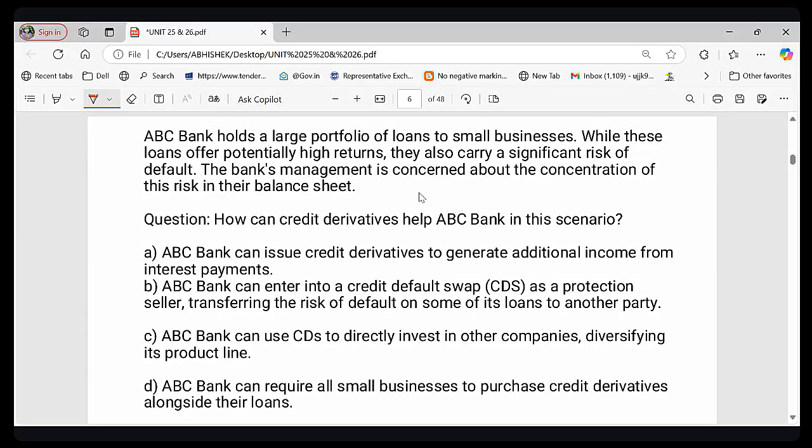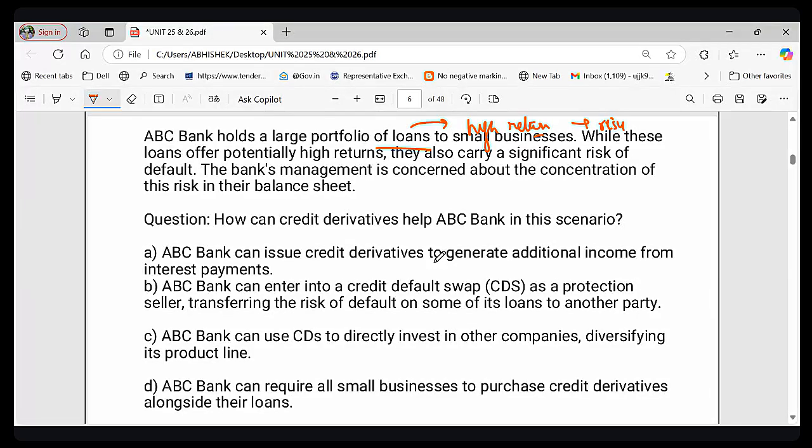Now let me continue. So friends, ABC Bank has a lot of loans with high potential return, but they are risky. Yes, high returns are there, but they are risky, right? So if too many small businesses default, the bank could suffer huge loss.